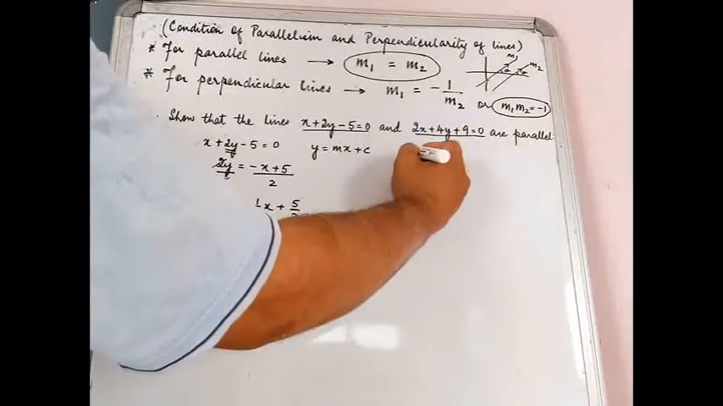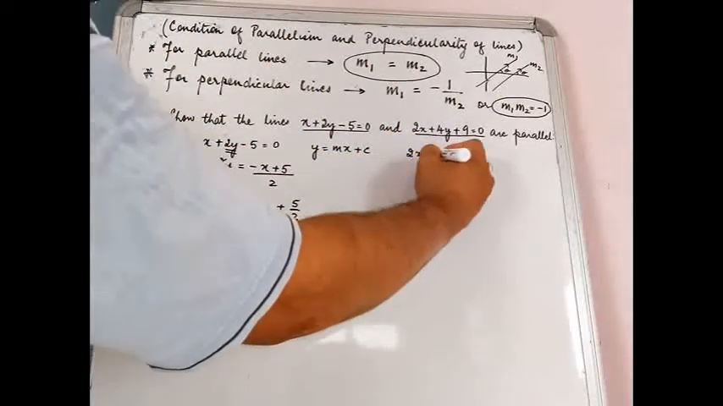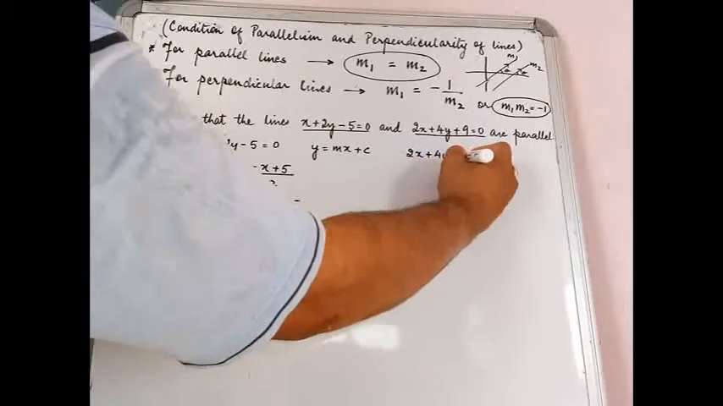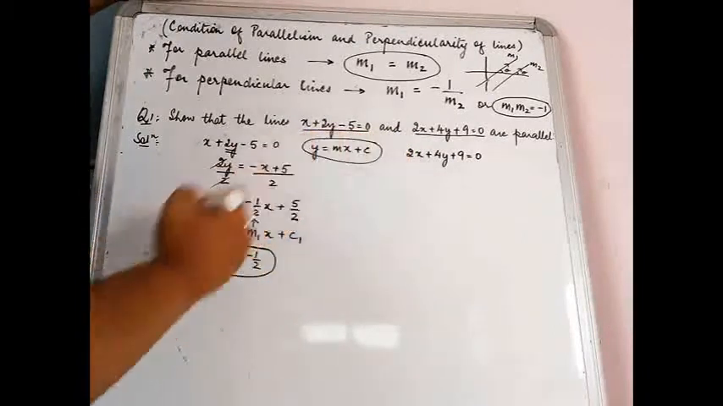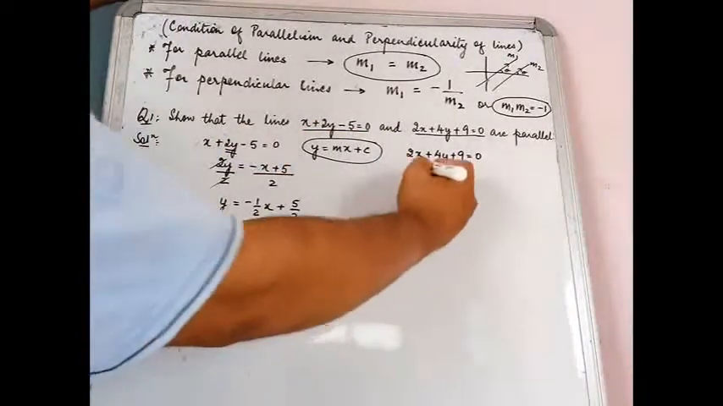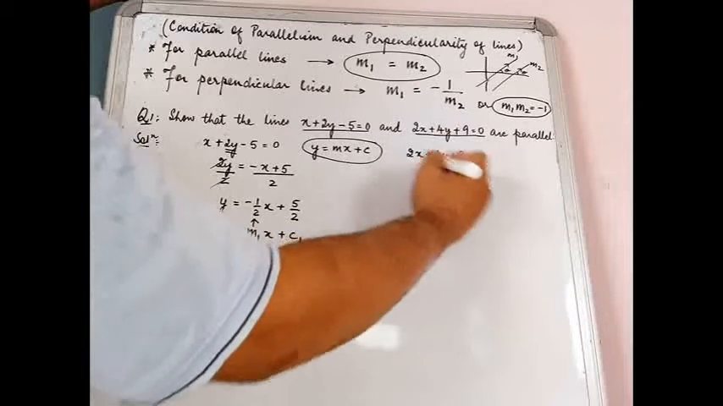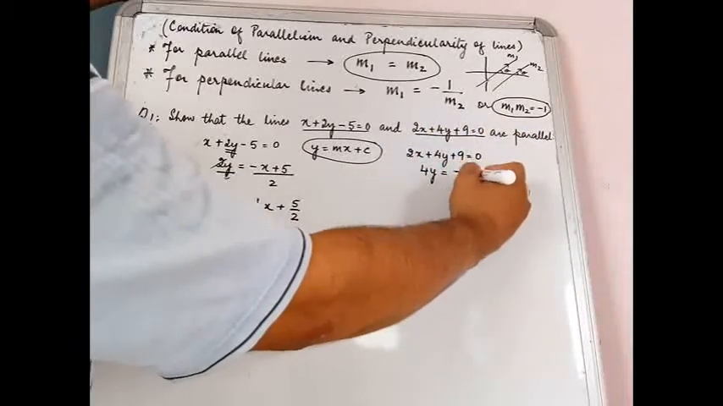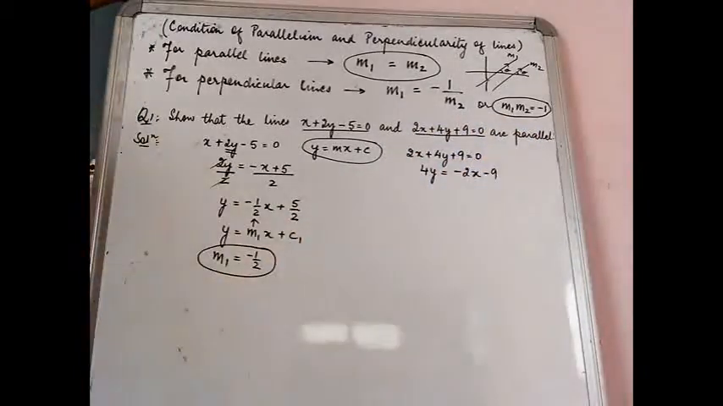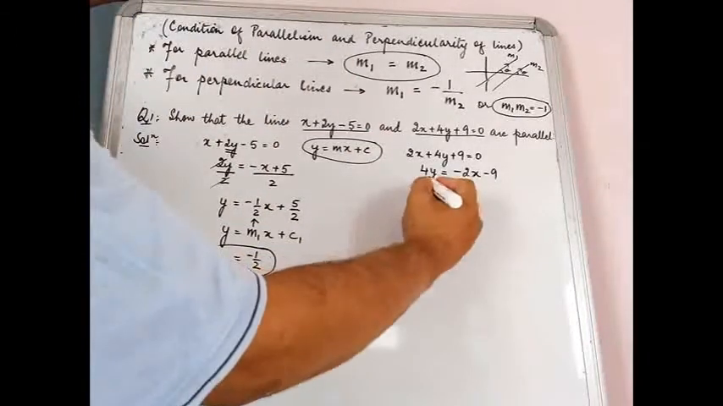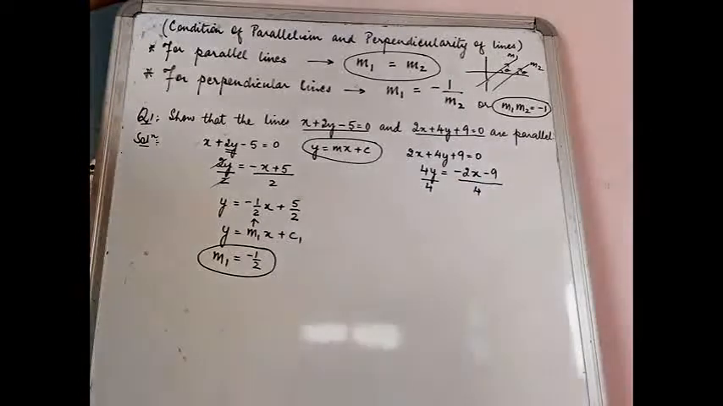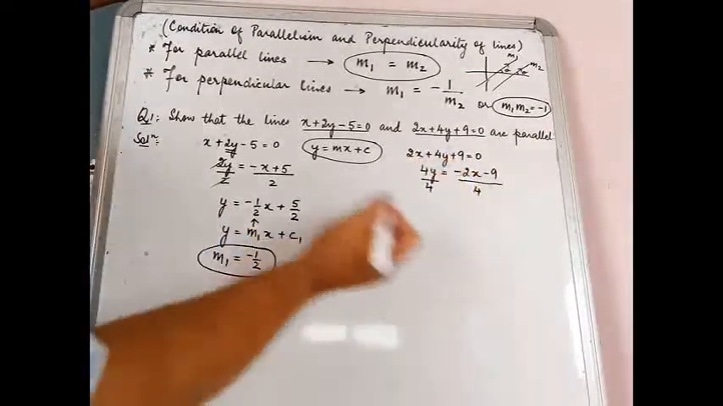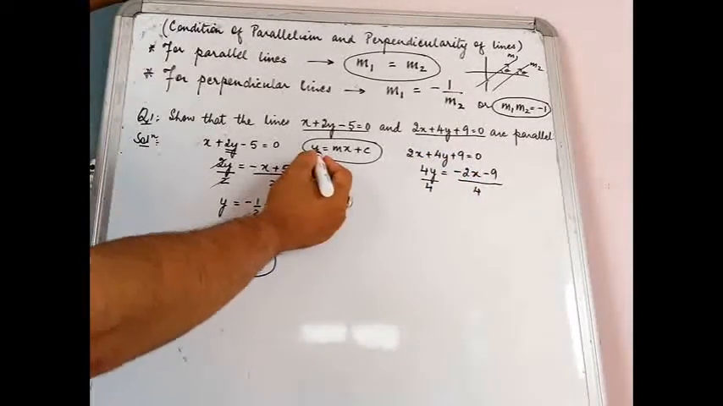Similarly, we will find out the slope of the second line, which is 2x plus 4y plus 9 is equal to 0. Again, we will have to express this in the same y is equal to mx plus c form. So we will keep 4y on this side. The other two things will be taken to the right side, so they will become minus 2x minus 9. So we will divide this side by 4 and this side also by 4. Why? Because we need only y on the left side.